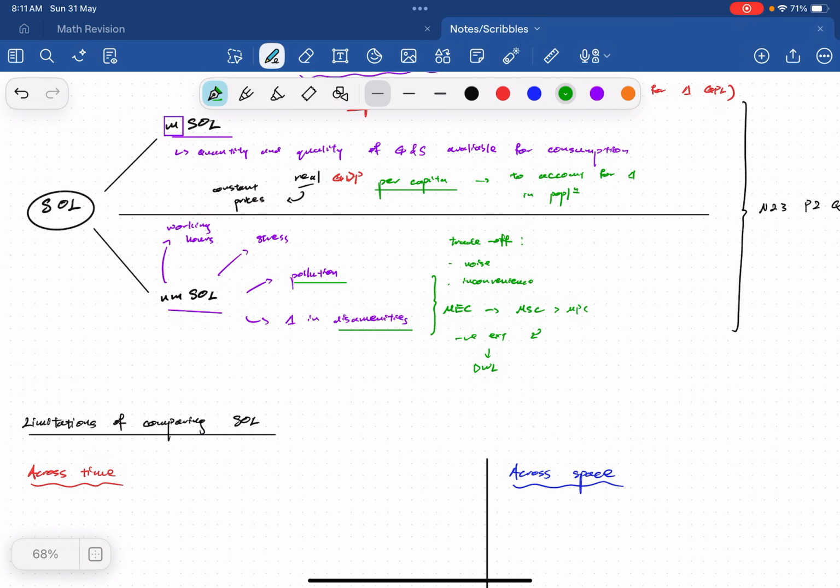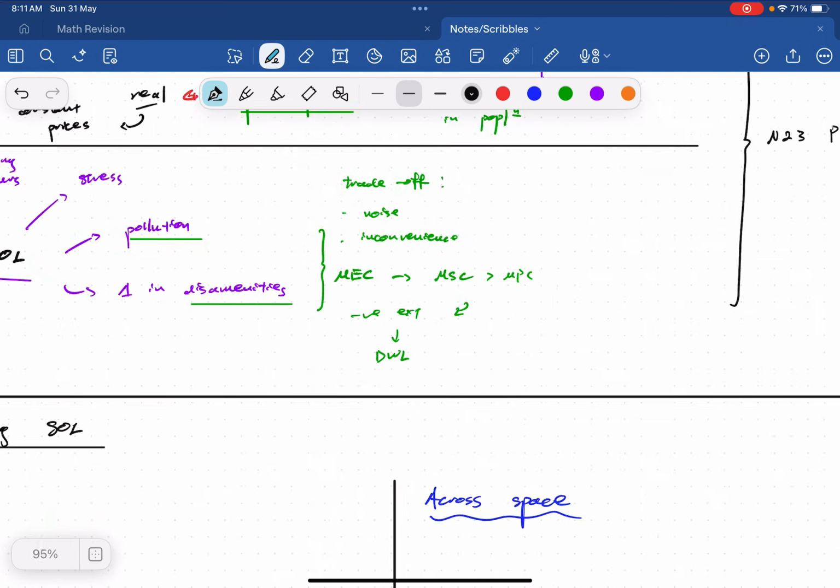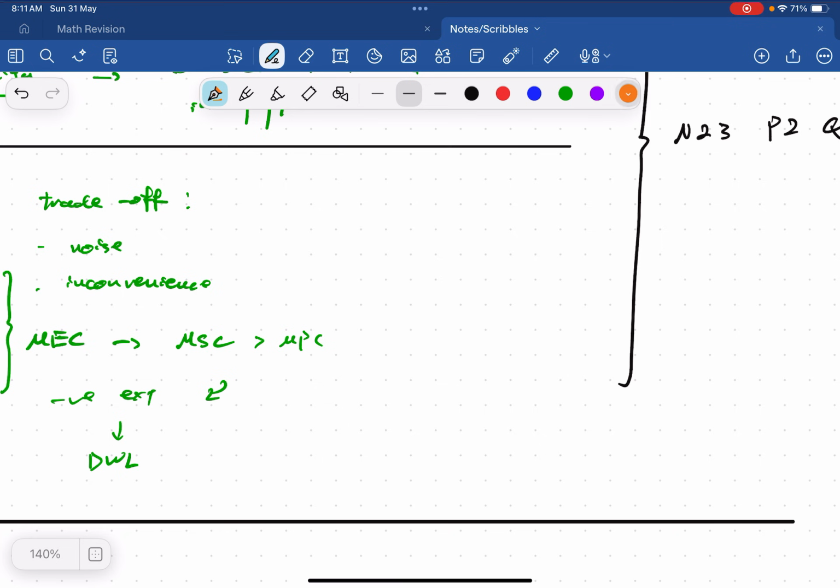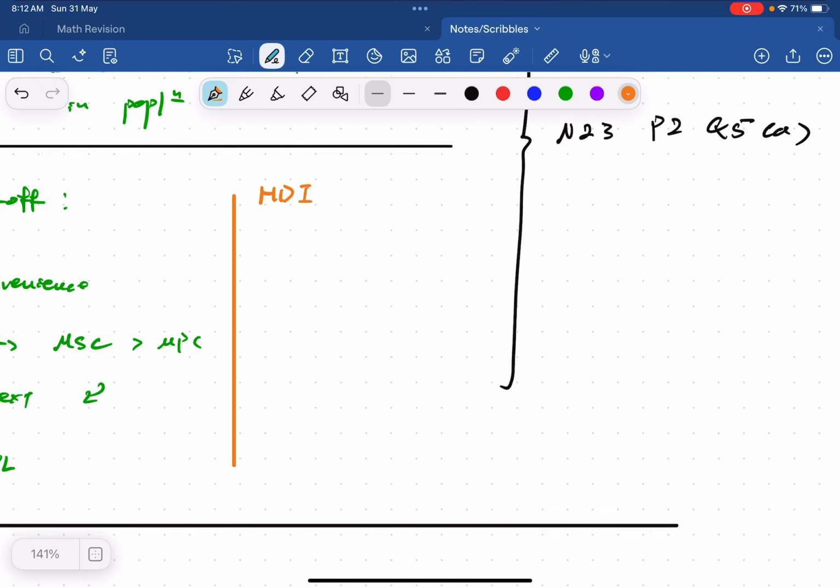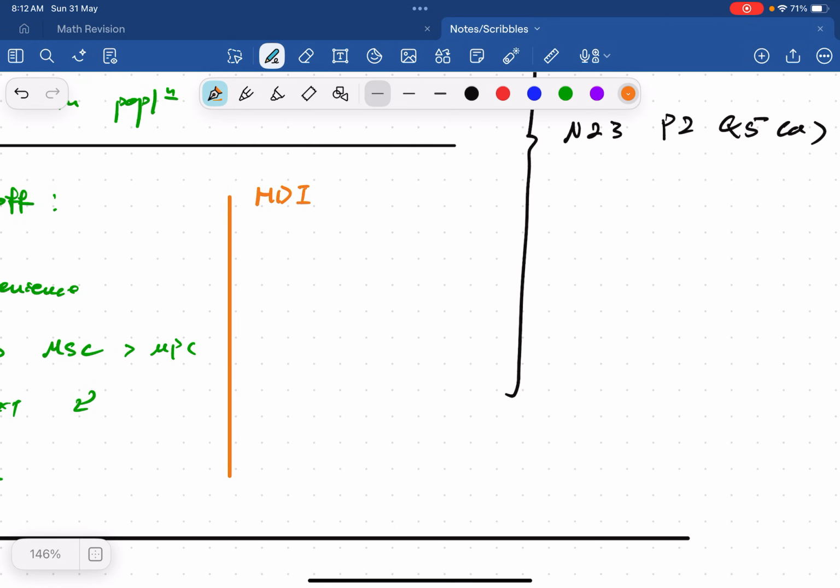Okay? And then Hwa Chong will insist, absolutely insist, that you write a lot of indicators when you are discussing NMSOL. So some of the indicators that you can talk about, things like, for example, your HDI, Human Development Index, and you need to know your Human Development Index talks about material well-being, talks about education level also, and it talks about the healthcare available in a country or the health of citizens.